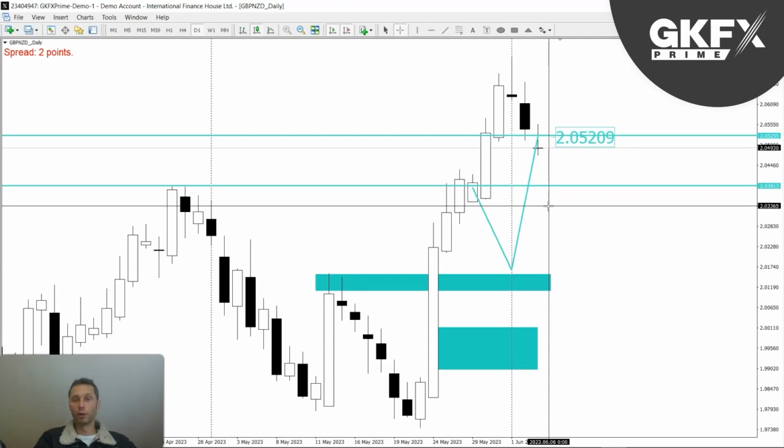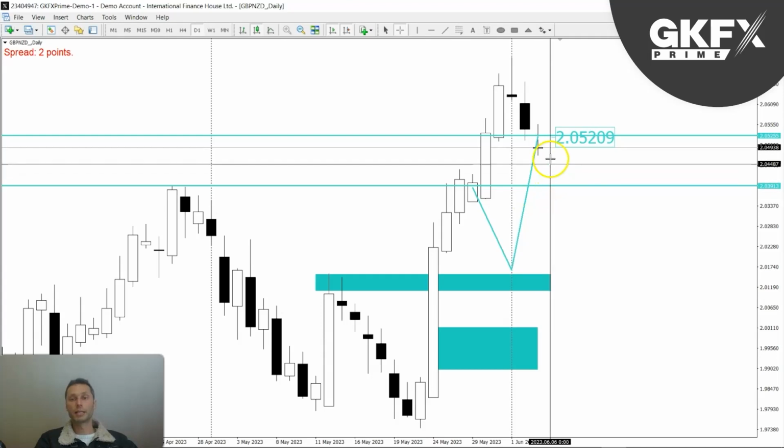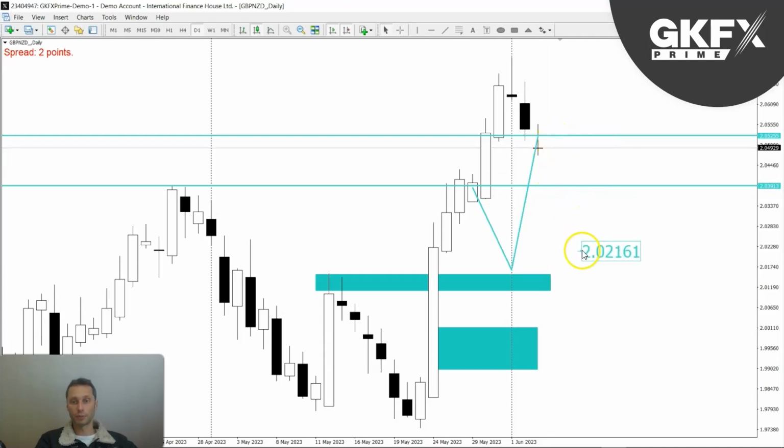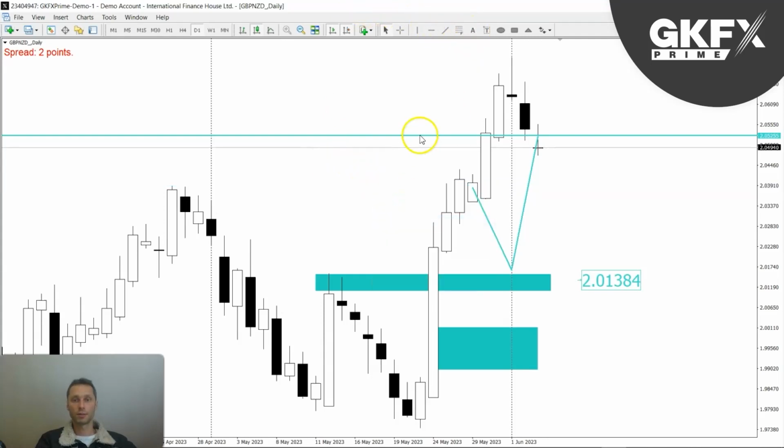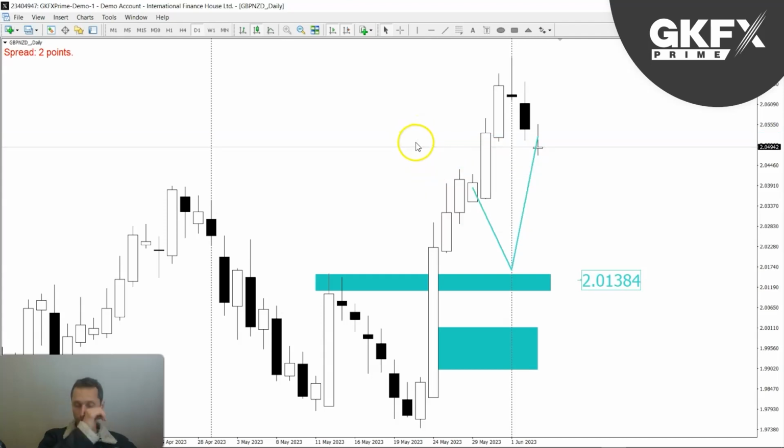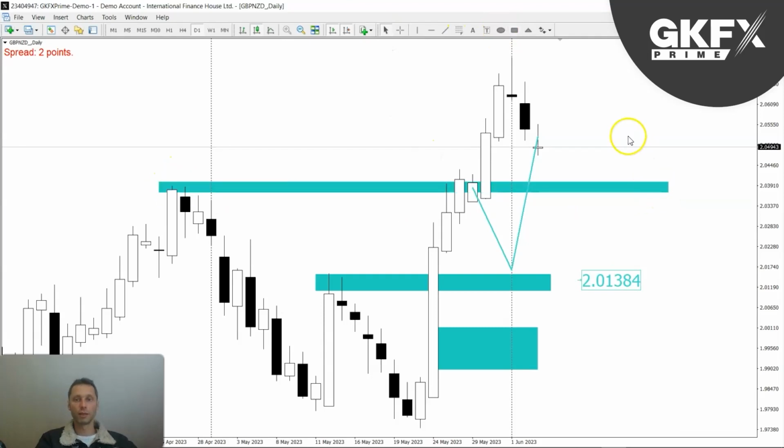So now the question is, where are we going to get a turnaround? Well, we don't really have to predict. We could just see what happens. So the first, just delete this for a second. So the first place to watch out for is this level here, and my eye would be drawn to this level.